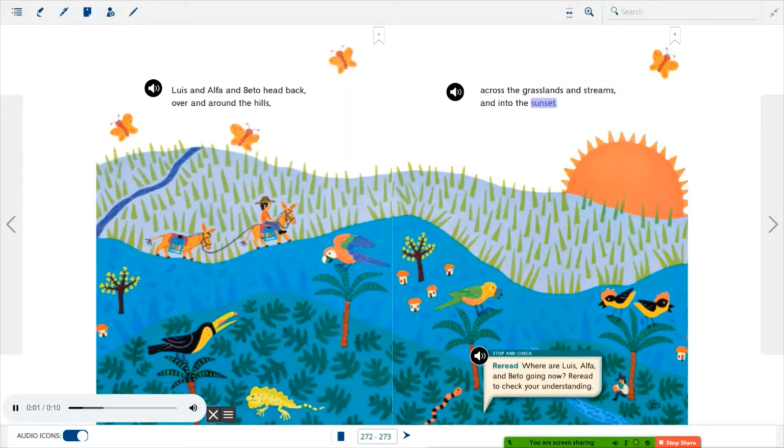Stop and check. Reread. Where are Luis, Alpha, and Beto going now? Reread to check your understanding.